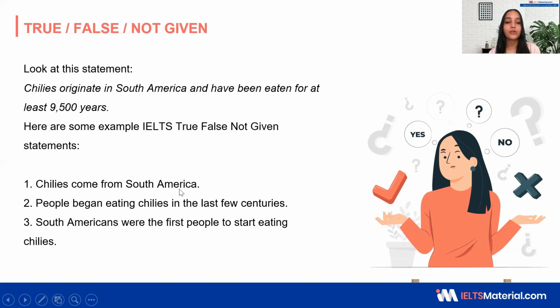Chilies come from South America. All right, so you have understood the question, right? Chilies come from South America. Where do they come from? South America. So that's the understanding of the question.